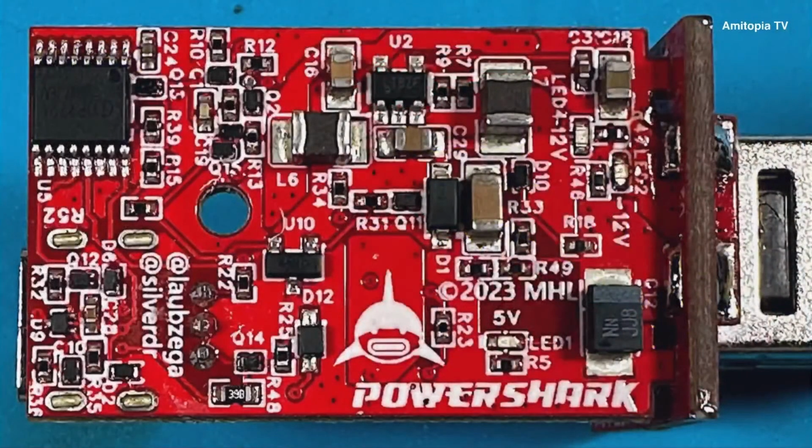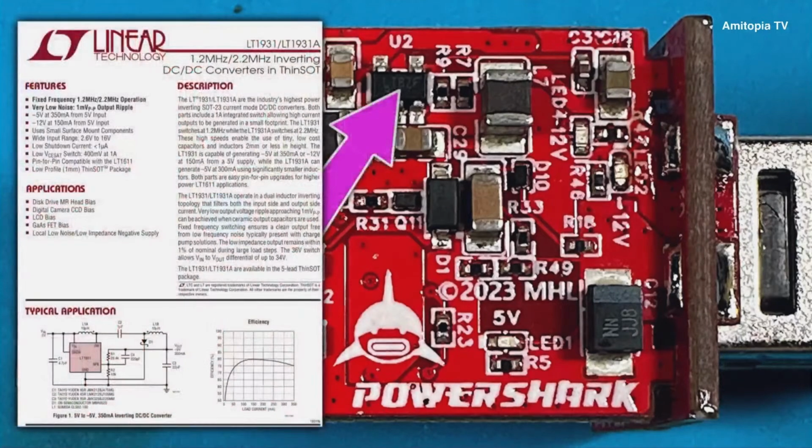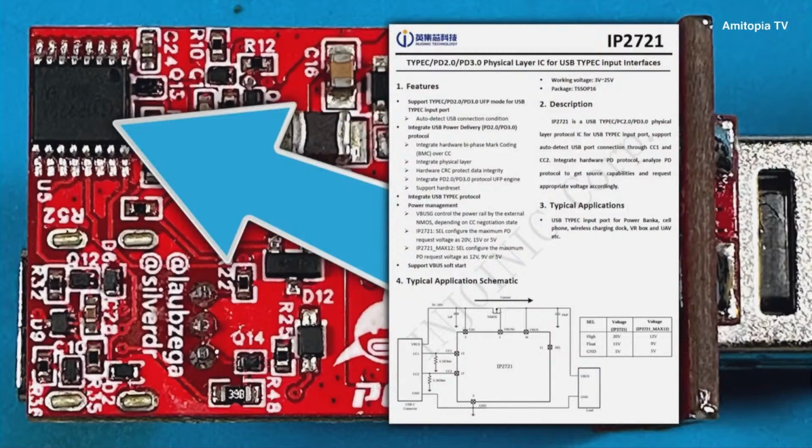Now, onto the back, and ignoring yet another shark, there's 2 parts worthy of note. This tiny chip here is a DC to DC converter responsible for generating the -12 volts output. And lastly, this chip. Perhaps in some ways this is the most important of all. This chip handles the communication with the USB-C power supply to request the required 12 volts to start with. And it looks like it supports several power delivery protocols, giving it the best chance of being able to select the required voltage.